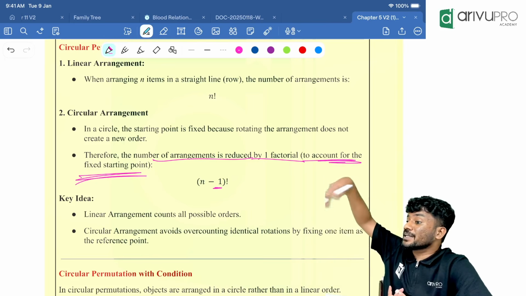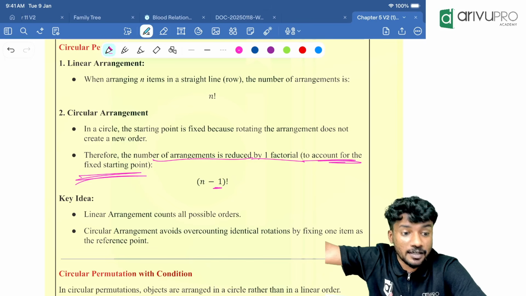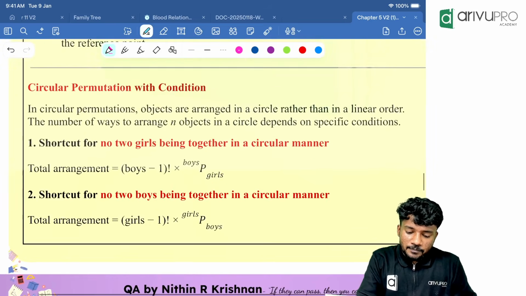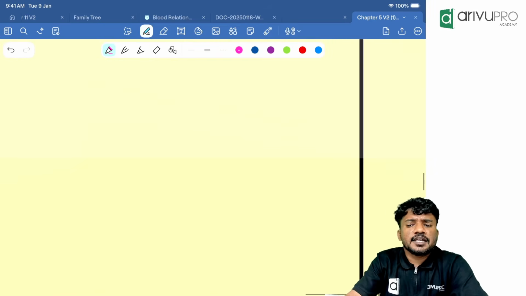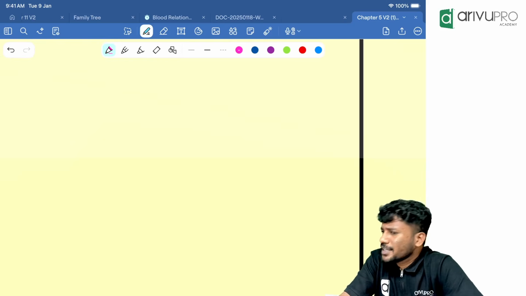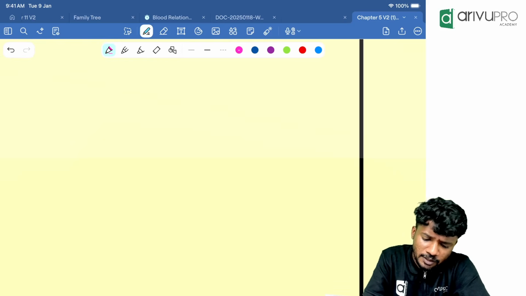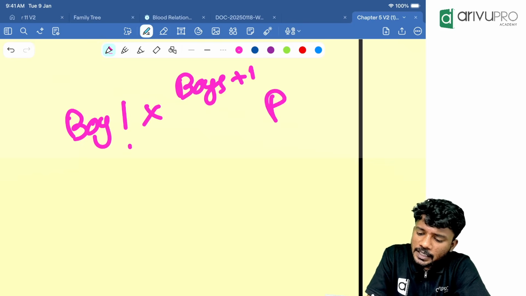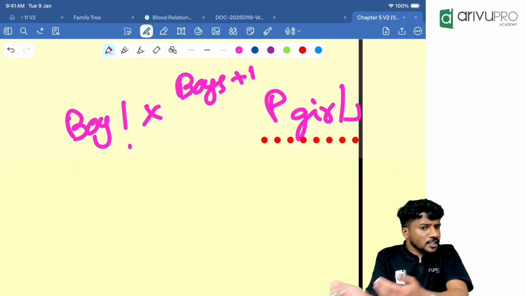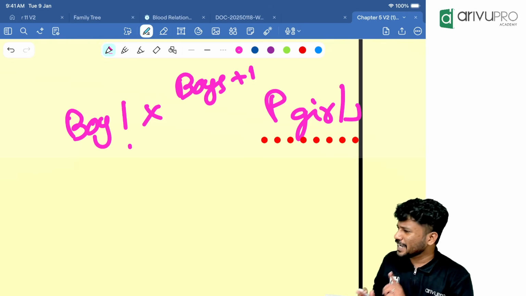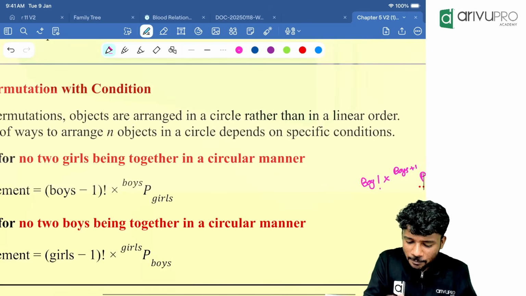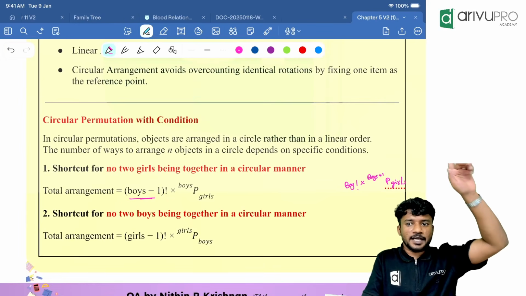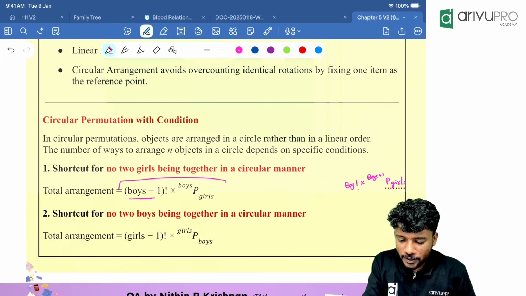We need to avoid repetition. In order to avoid repetition, we are reducing that 1. Okay. Now, look here. Previously, in linear arrangement, what was the formula for no 2 girls sitting together? I told you: boys factorial into boys plus 1 P girls. Now coming to the circular permutation, you know that it should be minus 1. So it will become boys minus 1 factorial into boys plus 1 P girls, and minus 1 and plus 1 will get cancelled. So it will become boys P girls.